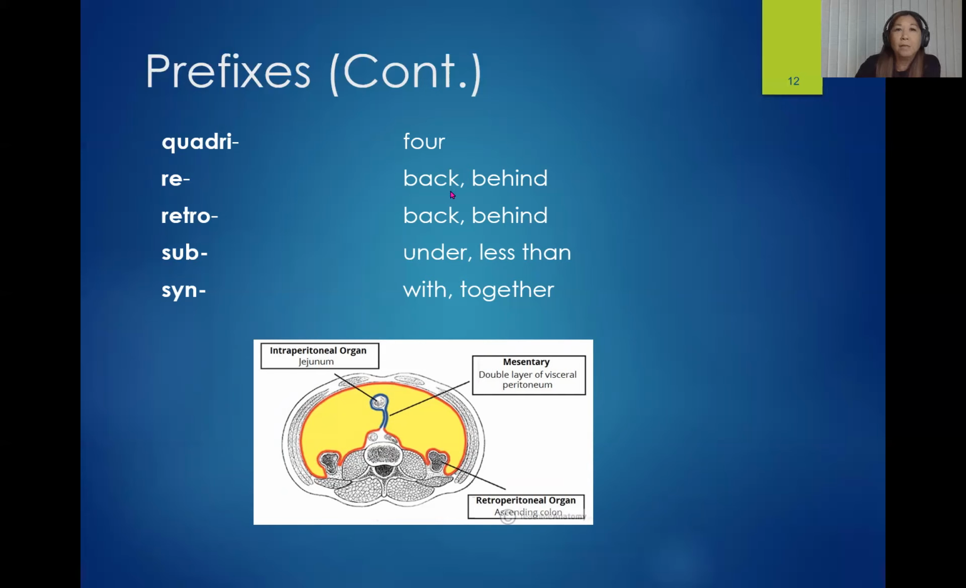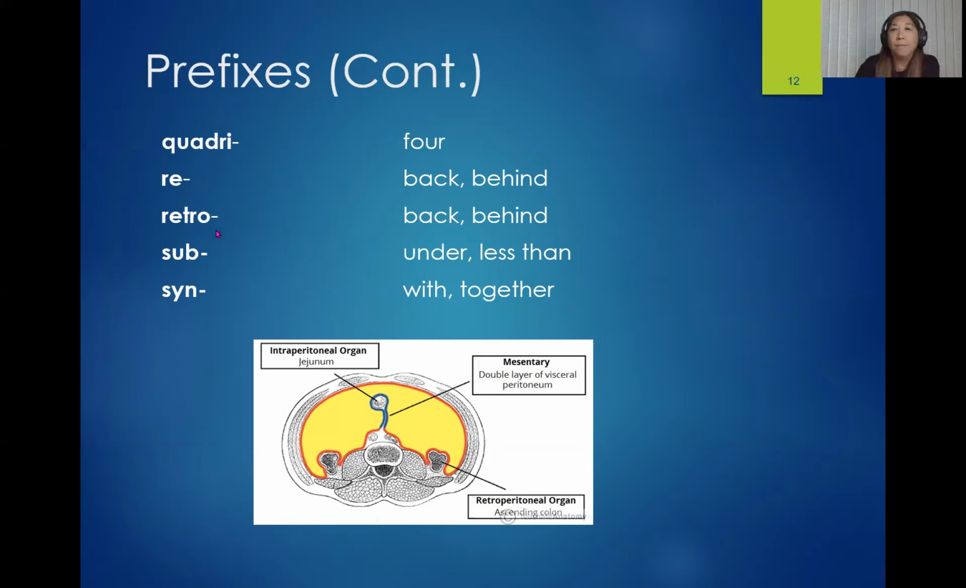Re means back or behind, and so does retro, okay, meaning back or behind. So relapse would be, remember, lapse means slide, re means behind. So a relapse means to slide behind or to slide backwards. And in the clinical sense of the word relapse, if a patient relapses, it means their condition has gone backwards, right? So any progress that they've made, it's now gone backwards, back to the start.